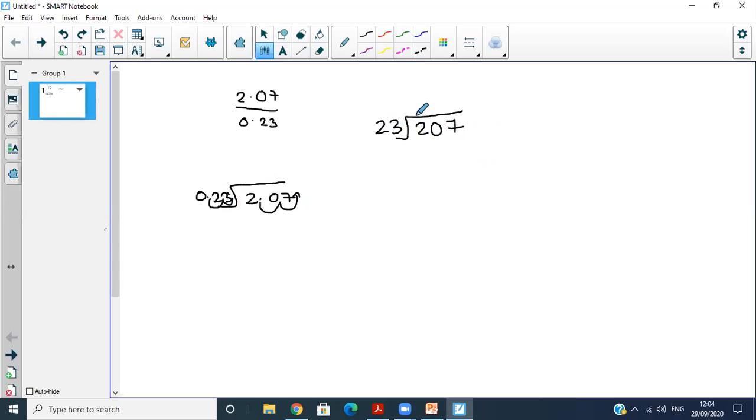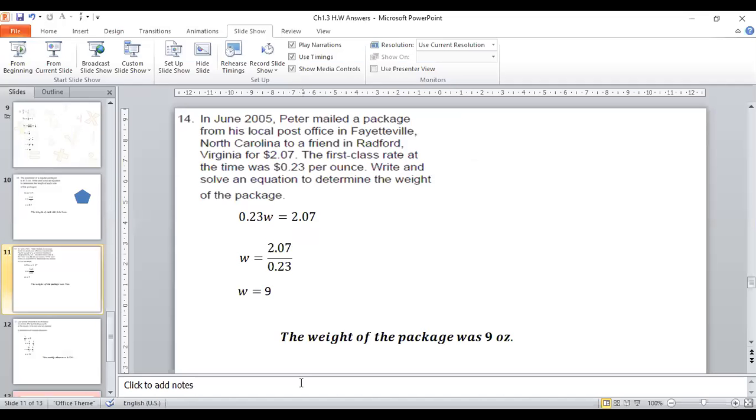So 2 divided by 23, we cannot do. 20 divided by 23 also we cannot do. So 207 divided by 23 will give you 9. So 9 multiplied by 23 will give you 207. So your answer for the question is going to be 9. So the answer for question number 14 is going to be 9. So the weight of the package was 9 ounces. This is how you have to solve.